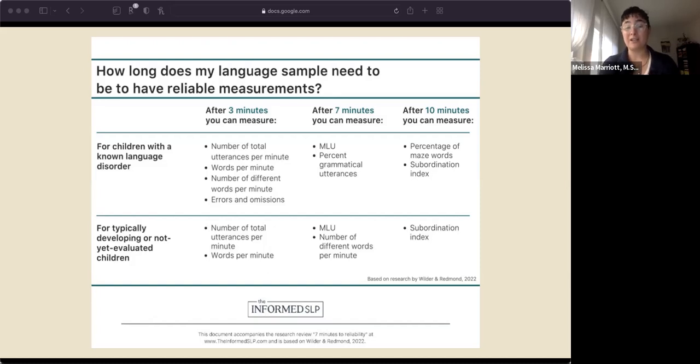When you're looking to analyze more specific language features, such as the presence of certain grammatical morphemes, or if the child's language sample is your primary source of data for making decisions, then of course it's really important to make sure that you have a really robust data set that you're working from.